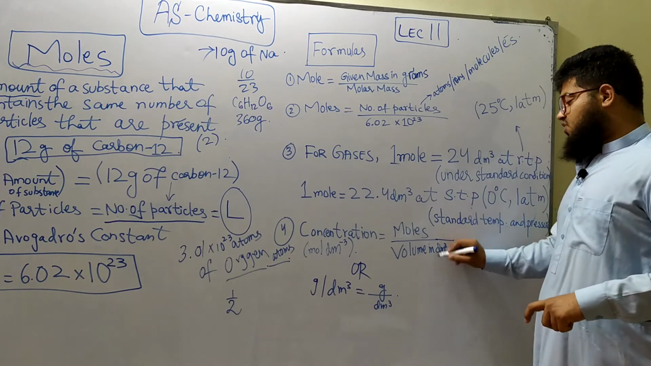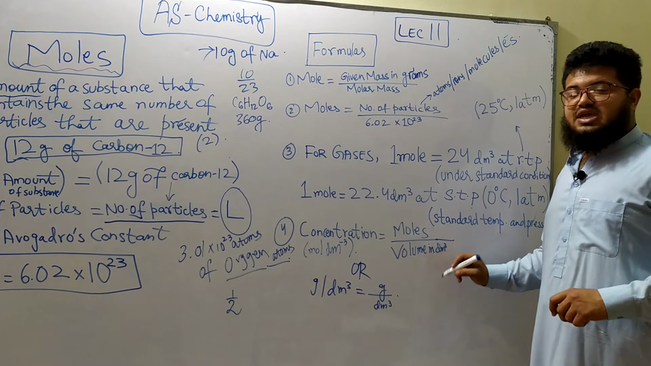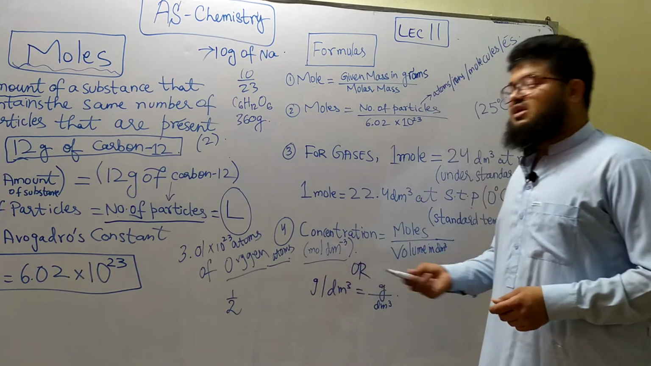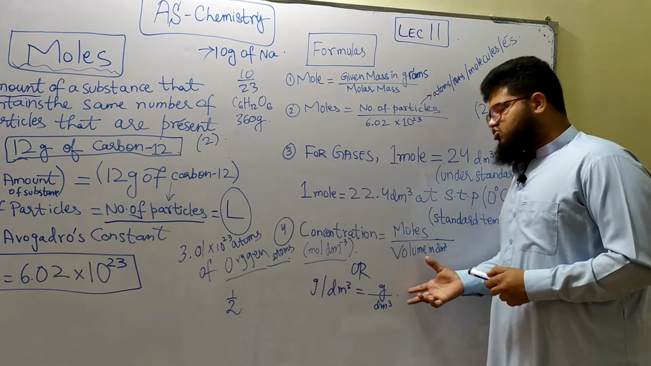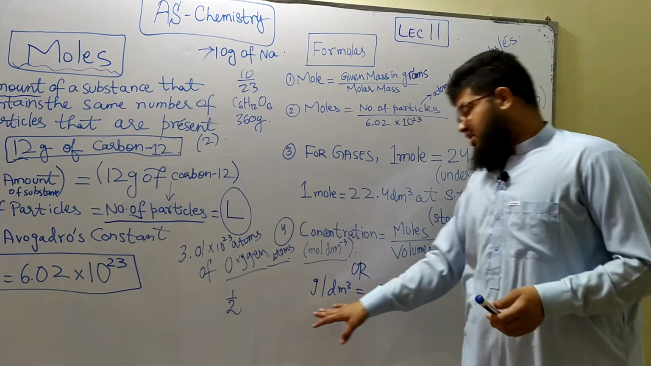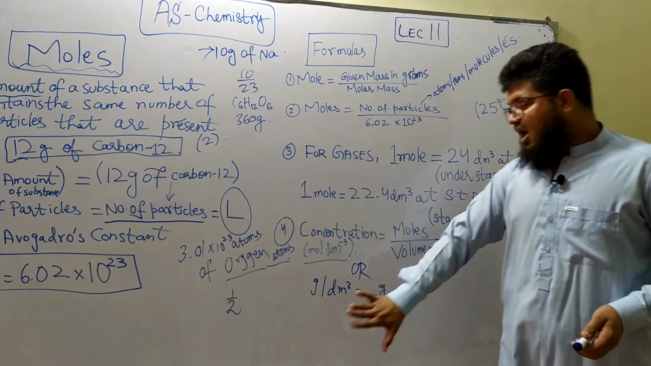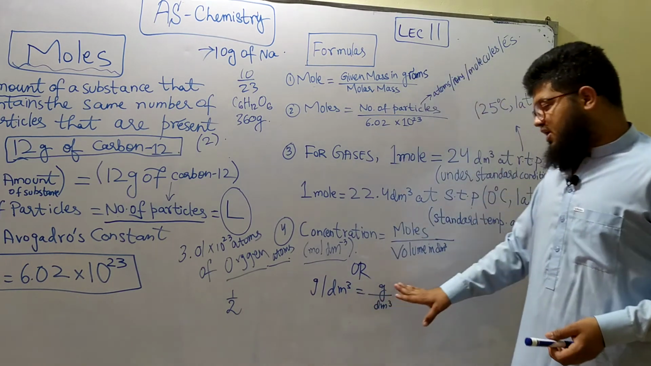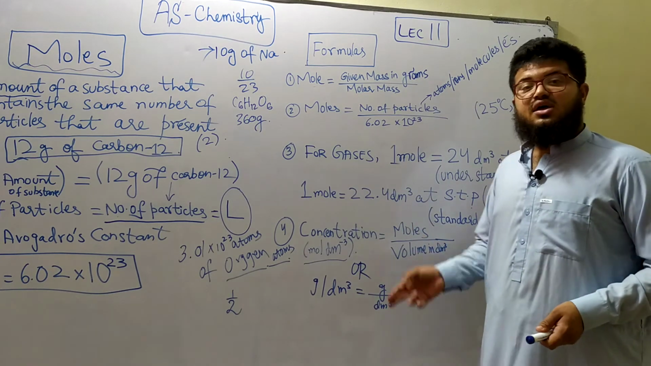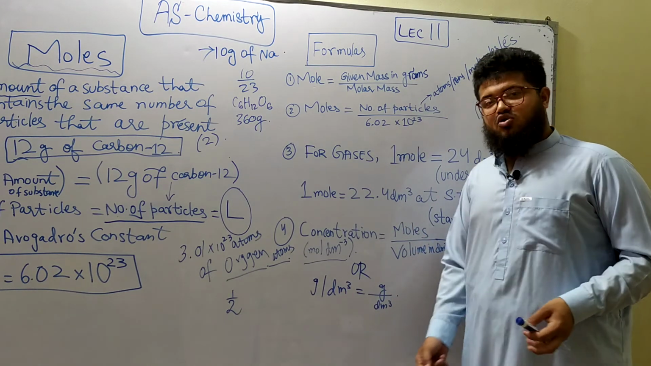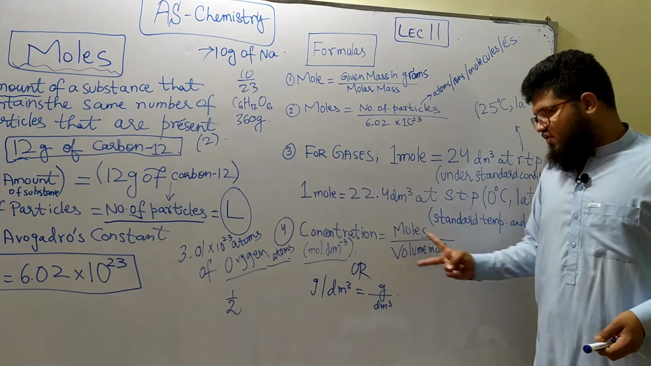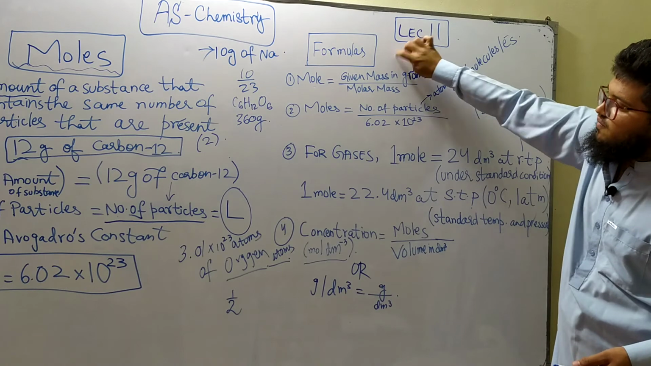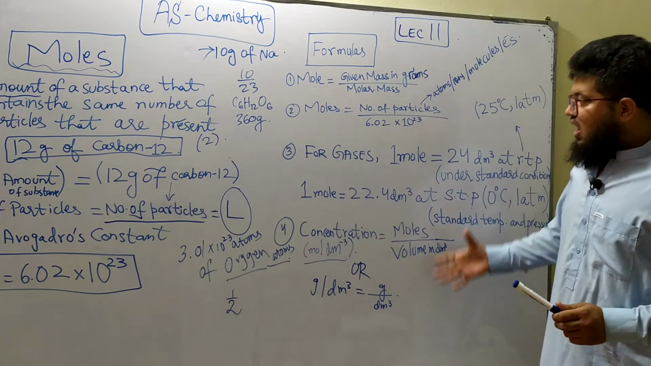Now if this volume instead of dm cube is taken in cm cube, then you'll get a different unit, you'll get an answer in mole per cm cube. Okay, and I'm assuming you guys know that. Then in grams per dm cube, how to calculate the concentration in grams per dm cube? In this case, you are not going to use the moles, but rather you are going to use the grams divided by dm cube. Okay, and by the way, these two formulas can also be linked with one another using the first formula of moles.